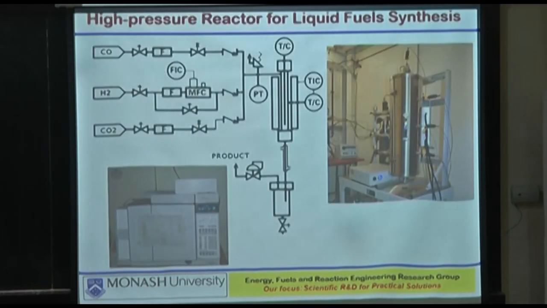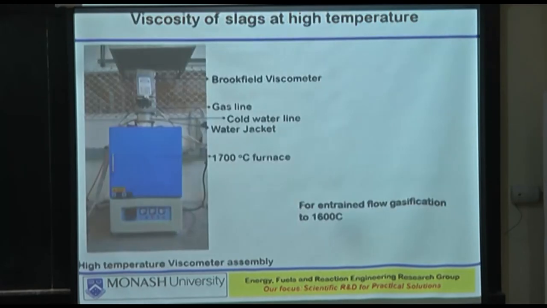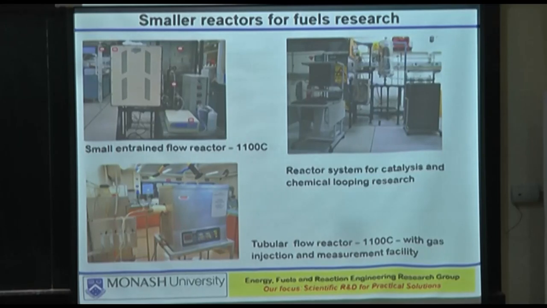So that's the difference. Some of the catalytic conversion equipment and very high temperature viscosity measurement, I mean measuring the viscosity of the slags at about 1600 degrees centigrade. It's no mean feat. So that's why this is tailor-made equipment that the students use. And then a variety of reactors for small-scale work undertaken by the students.